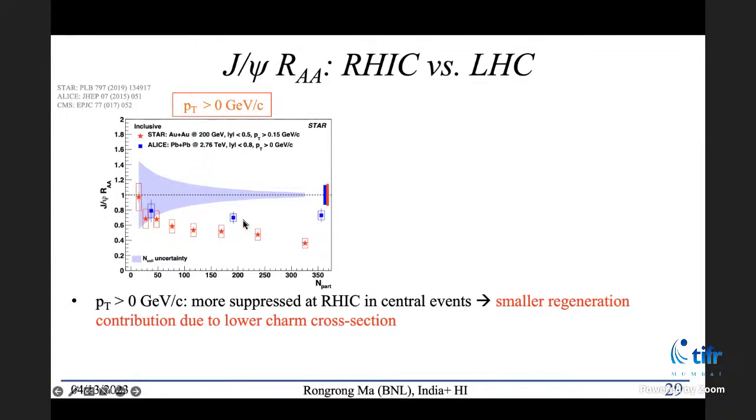That's mainly because at the LHC you have more and more charm and anti-charm quarks flying in the system. You have more regeneration effect, as I mentioned earlier. So the difference we see here is because you have a smaller regeneration contribution at RHIC.